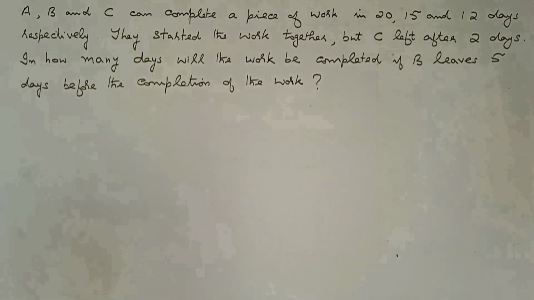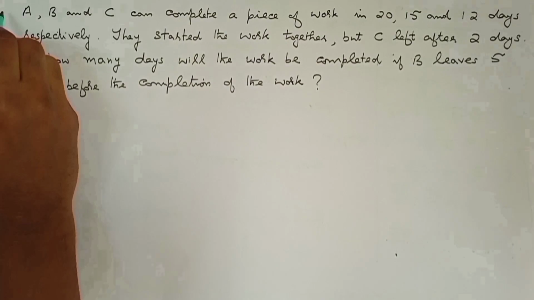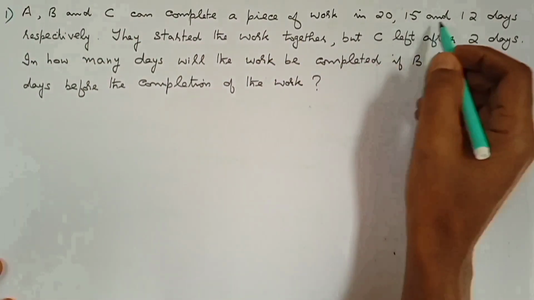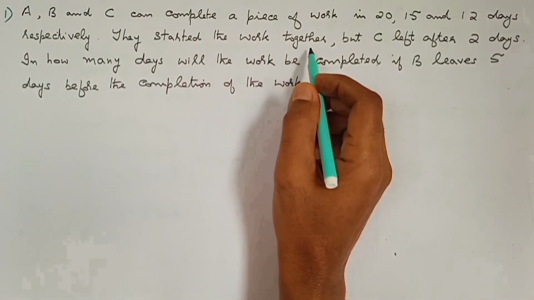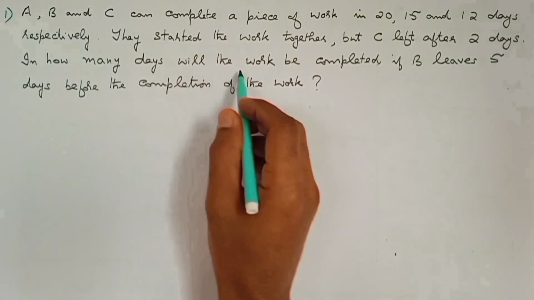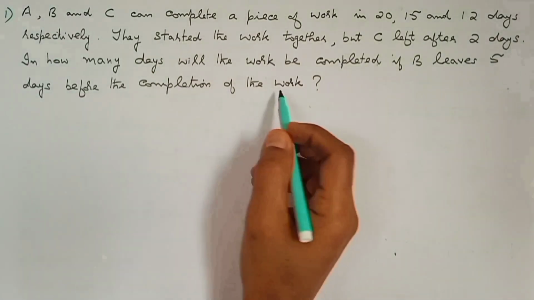Hey guys, let's work out a few problems from time and work today. The first question is this. A, B and C can complete a piece of work in 20, 15 and 12 days respectively. They started the work together but C left after 2 days. In how many days will the work be completed if B leaves 5 days before the completion of the work?